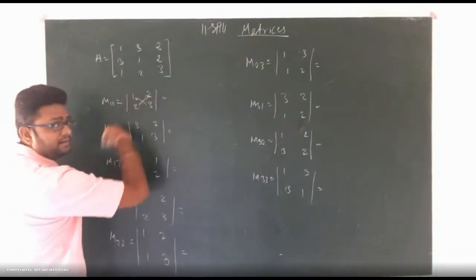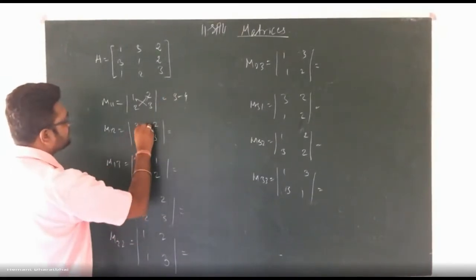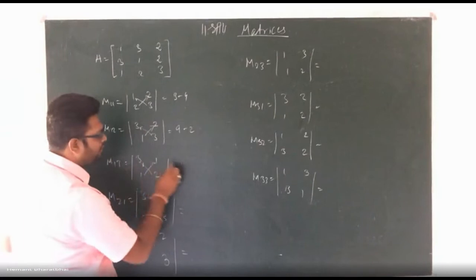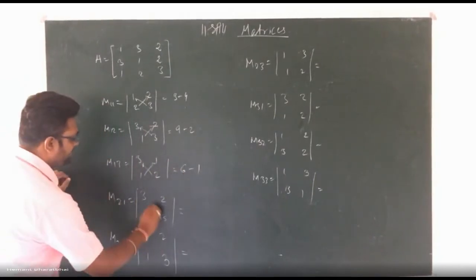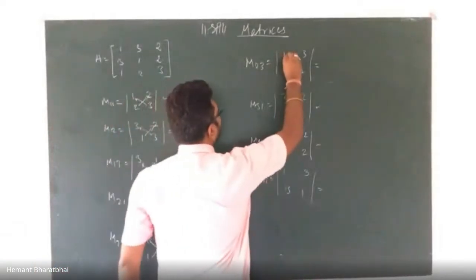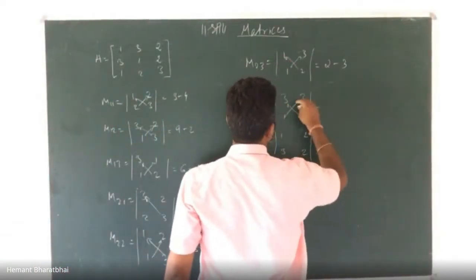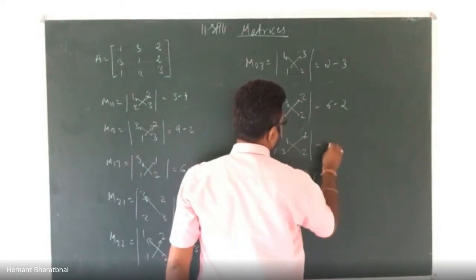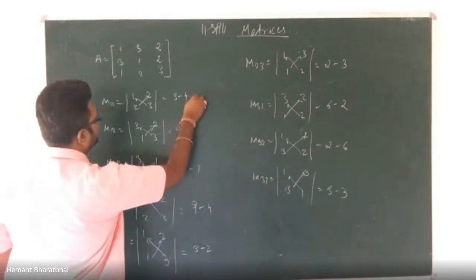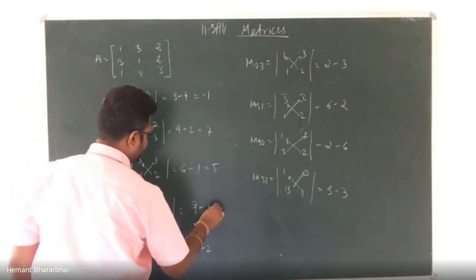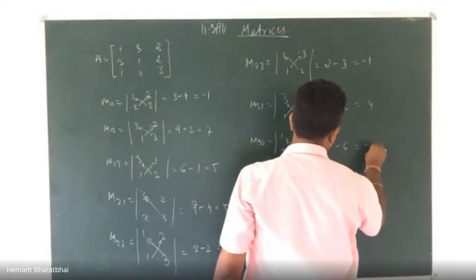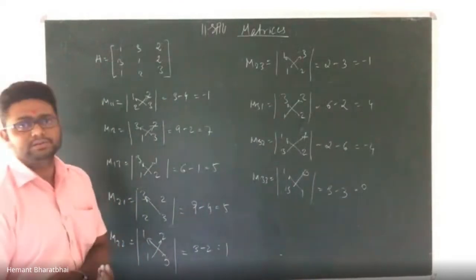So 3 into 1 minus 2 into 2, so it will become 3 minus 4. 3 into 3 minus 2 into 1, so that will become 9 minus 2. So 3 into 6, first we have to go from left to right and then from right to left, so 6 minus 1. So this will give me 9 minus 4. This will give me 3 minus 2. Here 2 into 1 minus 3. This will give me 6 minus 2. This will give me 2 minus 6. And this will give me 3 minus 3. So I get minus 1, 7, 5, 5, 1, minus 1, 4, minus 4 and 0. So I've got the values of minors.